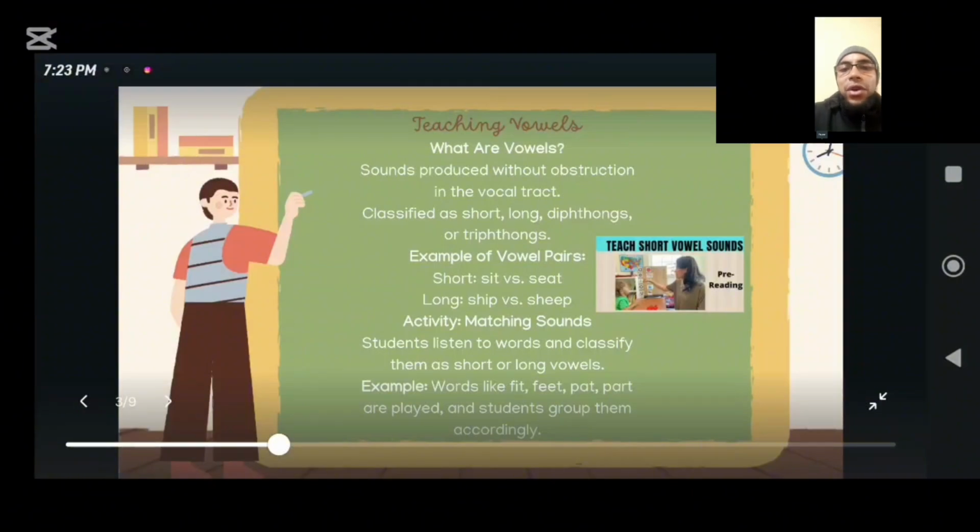Another, it could be a writing activity, a sentence creation. The teacher provides a list of words with short and long vowels, and the students have to write sentences using at least one word from each word list.